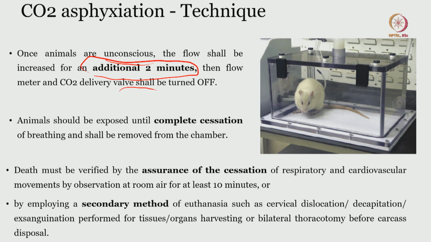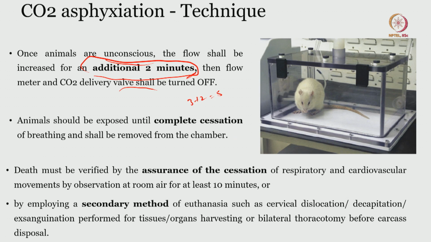Okay. So, to ensure the cessation of breathing and stoppage of the heartbeat, we give an additional 2 minutes before you even open the euthanasia chamber, before you turn off the carbon dioxide delivery valve. So, before you do that, you need to give an additional 2 minutes, that will be around 3 plus 2, 5 minutes procedure, if it is for a rat.